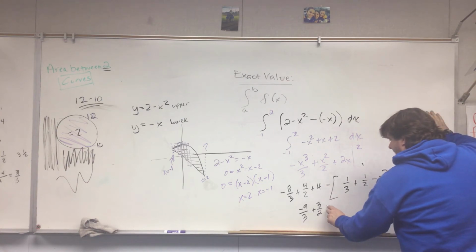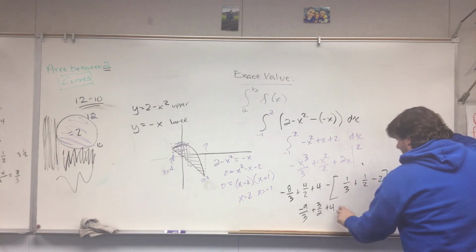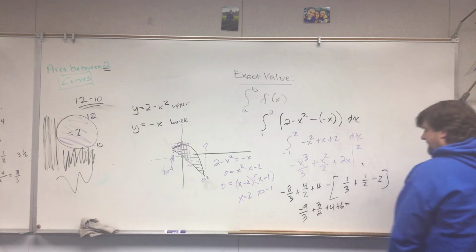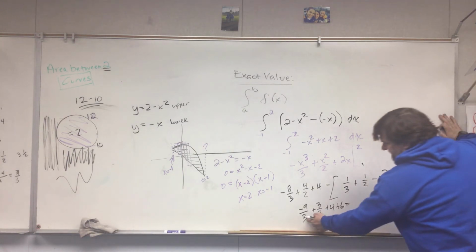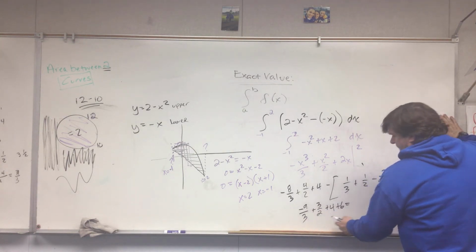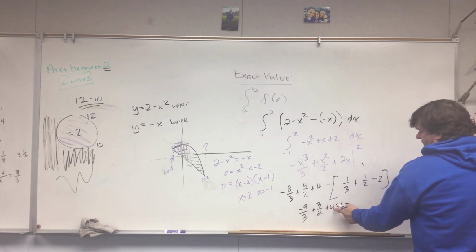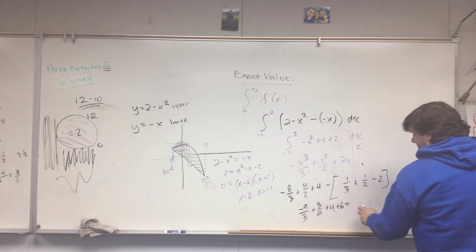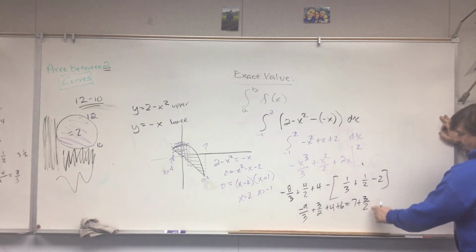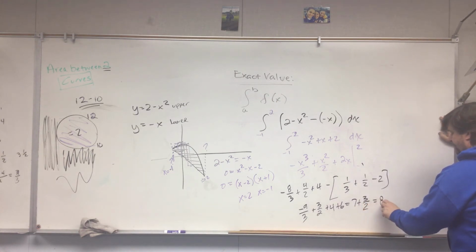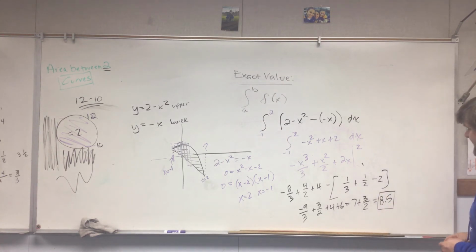And I've got a 4 plus 6. So let's just keep cleaning this up. This is going to be -3, right? -3 plus 10 is going to be 7 plus 3 over 2. This is 1.5. So the area, approximate area, is 8.5. Okay? 8.5.